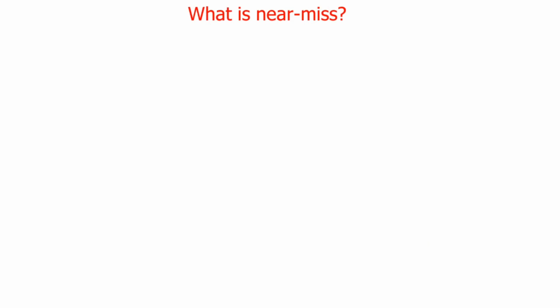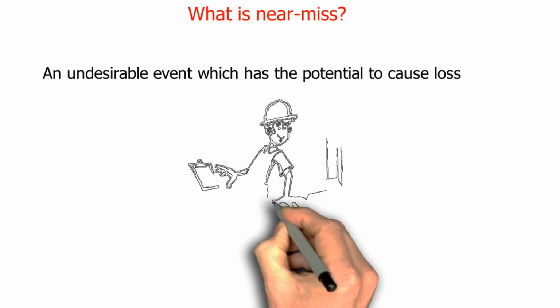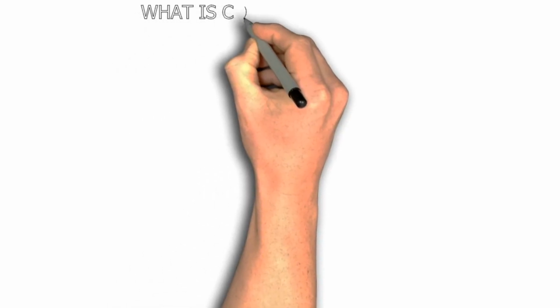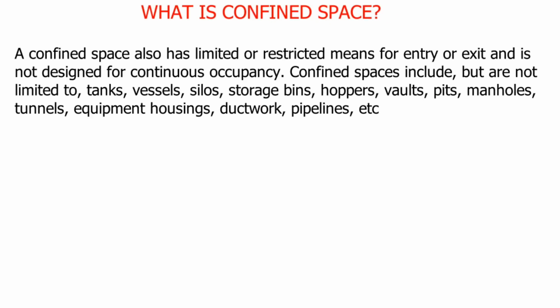What is a near miss? An undesirable event which has the potential to cause loss. What is a confined space? A confined space also has limited or restricted means for entry or exit and is not designed for continuous occupancy. Confined spaces include, but are not limited to, tanks, vessels, silos, storage bins, hoppers, vaults, pits, manholes, tunnels, equipment housings, ductwork, pipelines, etc.